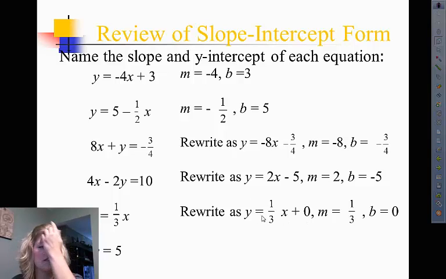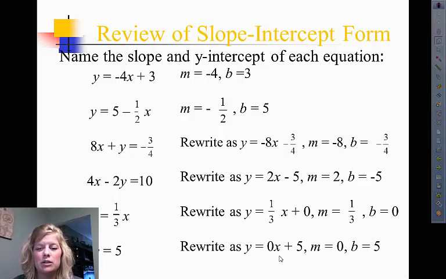And last but not least, y equals 5. Rewrite it in the form of y equals mx plus b. You would have y equals 0x plus 5. Because 0 times x is 0, so we wouldn't write that. So 0 is your slope, 5 is your y-intercept. Good examples to copy down. I strongly suggest these last 4, just because these first 2 are probably easy, self-explanatory, but these last 4 you might get confused on.